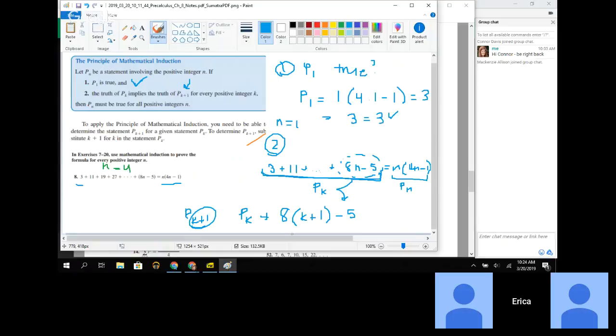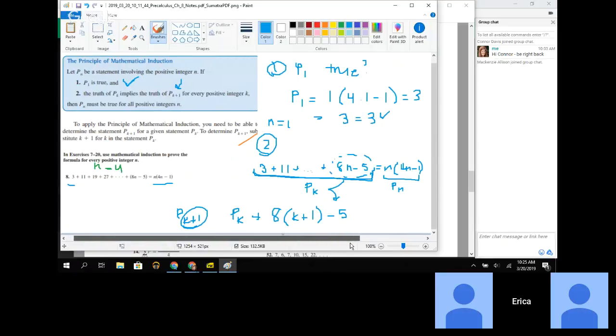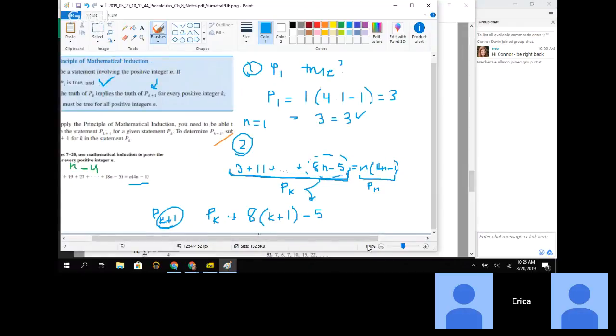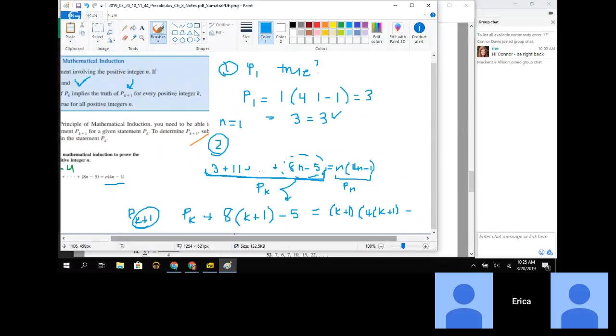I need to verify that this equals k plus 1. So anywhere that I have this n, I'm replacing it with k plus 1. K plus 1 times 4 times k plus 1 minus 1. I need to verify that those equal each other.